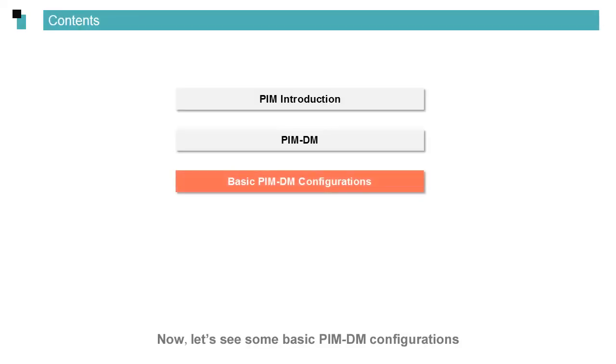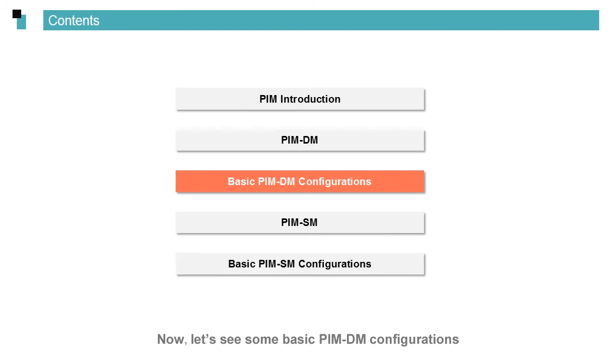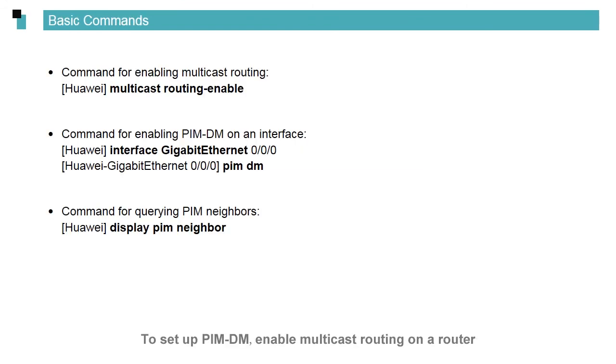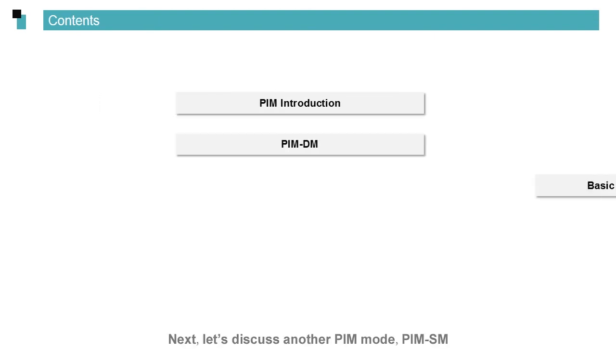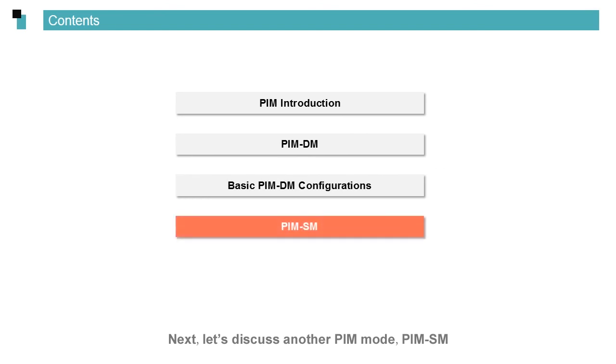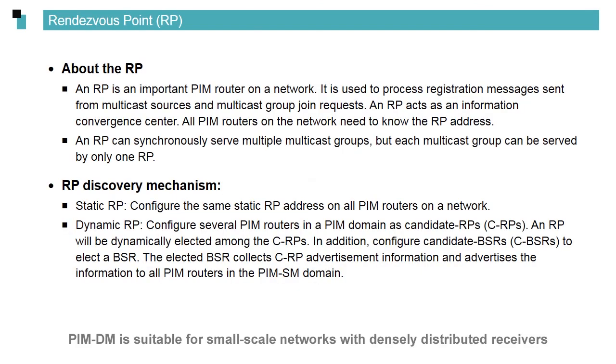Now, let's see some basic PIM-DM configurations. To set up PIM-DM, enable multicast routing on a router, and then enable PIM-DM on the corresponding interface. Then, check PIM neighbors.